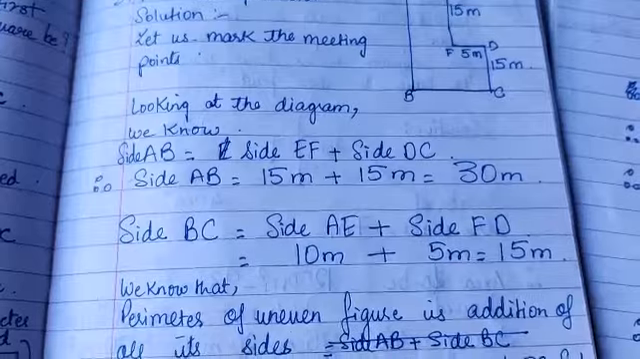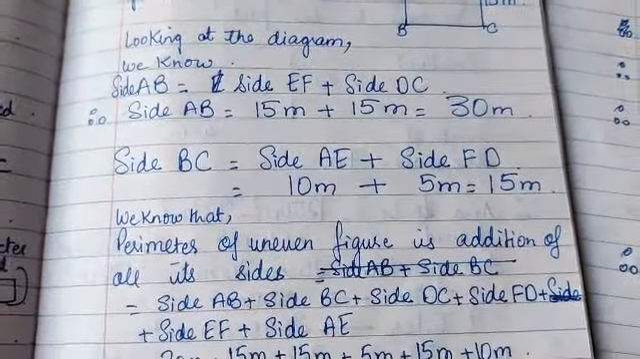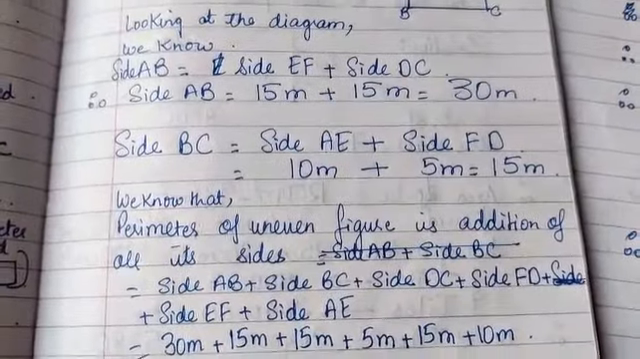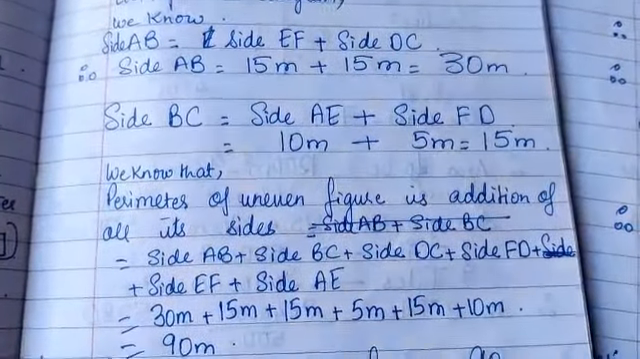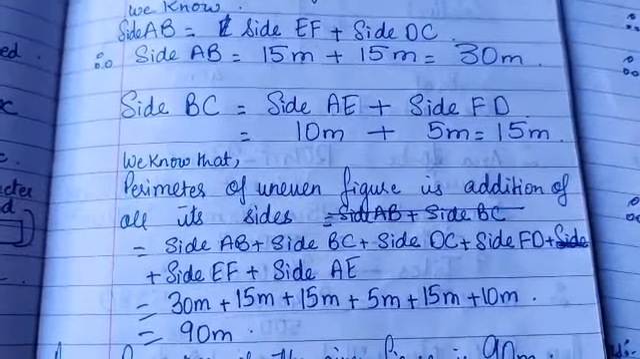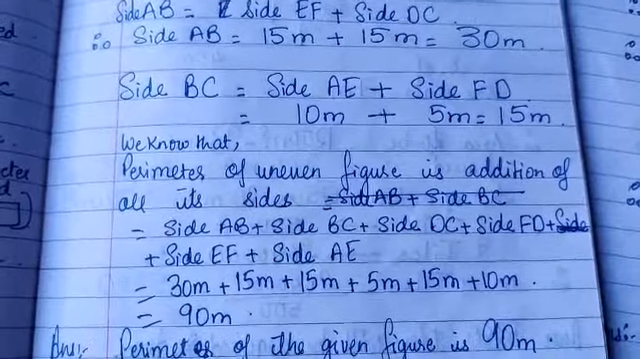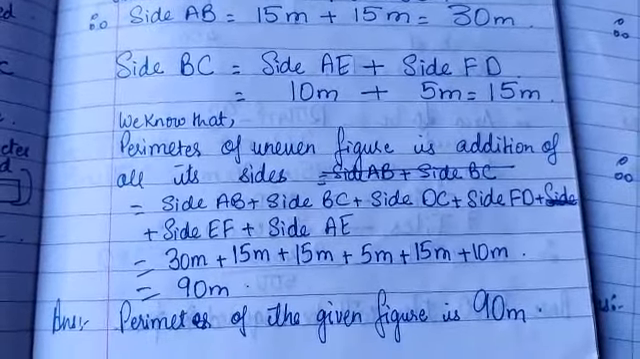So we know that perimeter of an uneven figure is the addition of all its sides. So perimeter of the figure is side AB plus side BC plus side DC plus side FD plus side EF plus side AE. And now we have all the sides. So when we add that, we get the number as perimeter.